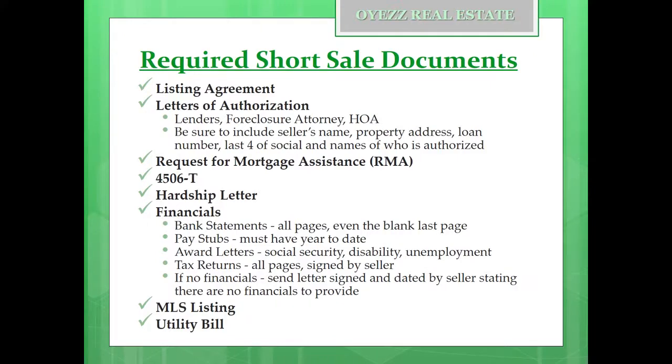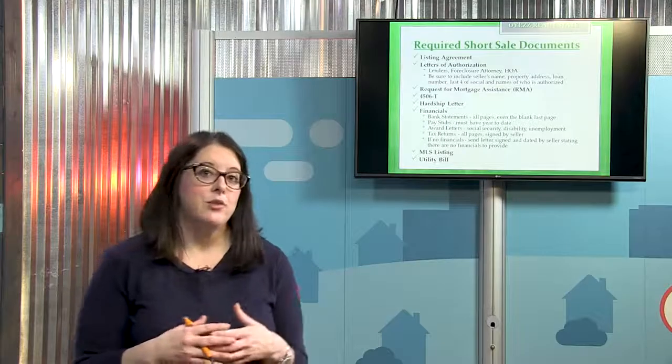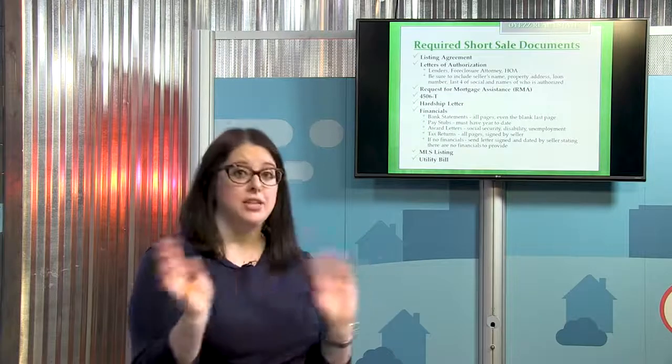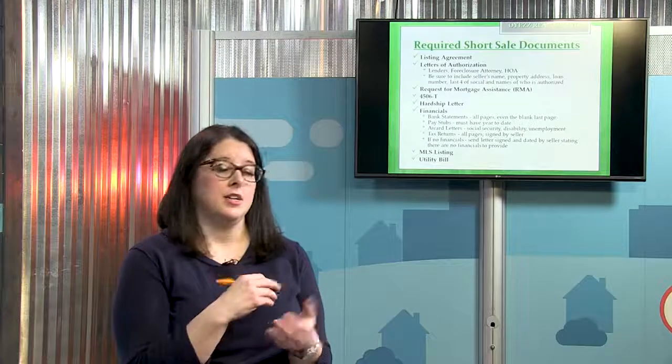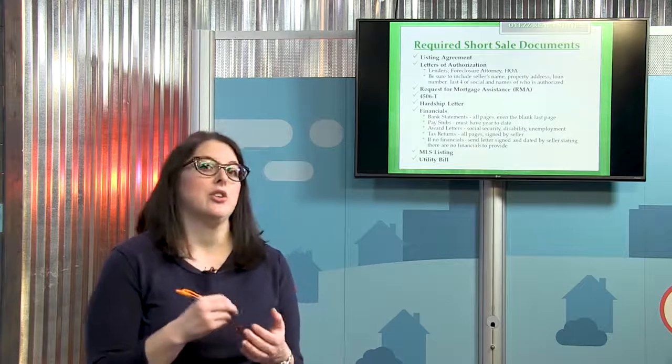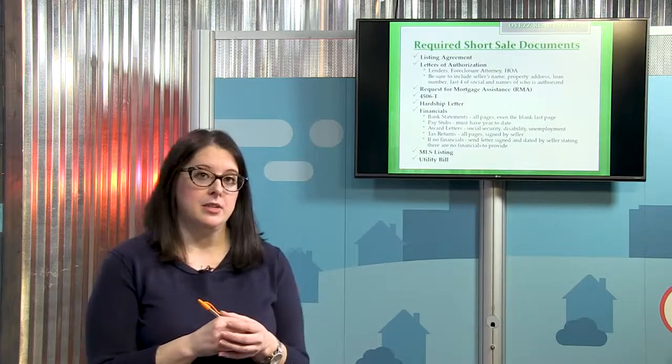You're also going to need financials, and these need to be updated. I'm talking within the last 2 to 3 months. It can't be from 6 months ago. It has to be current. Bank statements have to include all the pages, even the last page that's intentionally left blank. You need to include that. If the bank statement says there's 6 pages, make sure that you're turning in 1 of 6. If you don't turn in 1 of 6, it's going to be rejected, and you're going to have to go back out to the homeowner and trust that they're going to send it to you. So make sure that you're getting all pages of the bank statements.